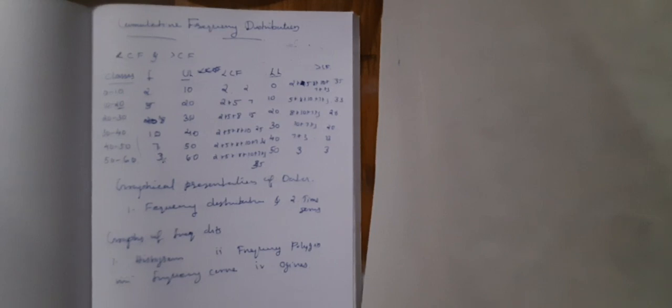A frequency distribution can be presented in any one of the following ways. First, histogram. What is histogram? Histogram is a bar diagram and it is the popular method of graphical presentation to represent a frequency distribution. It is adjoint bars or rectangles erected on x-axis.